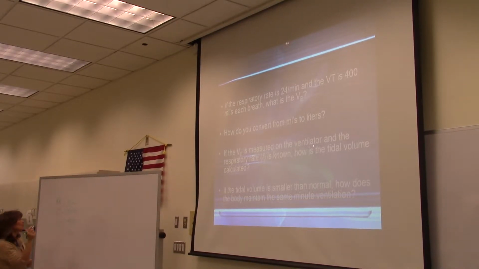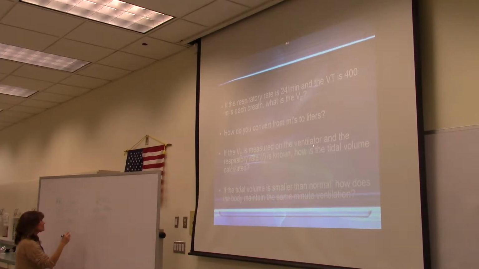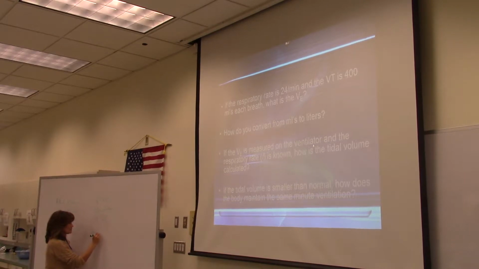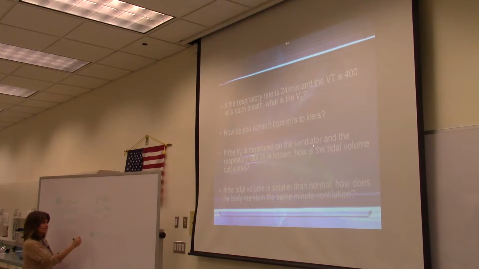Okay. Now what if you're given information that the minute volume is 10 liters, the respiratory rate is 20 per minute. What is the tidal volume? So you would take the same formula and rearrange it just by doing your general algebra, where if you want to get something by itself, you divide both sides by the other value.